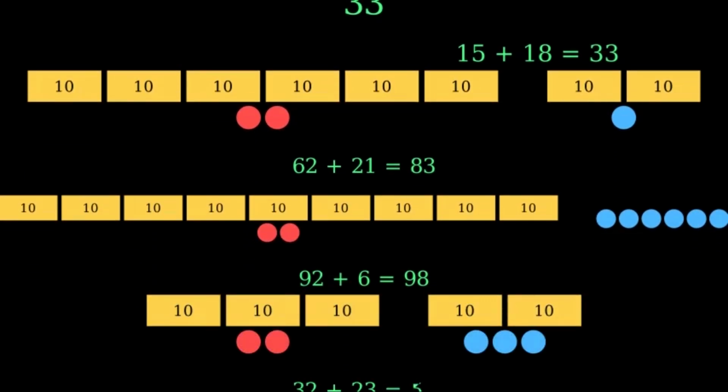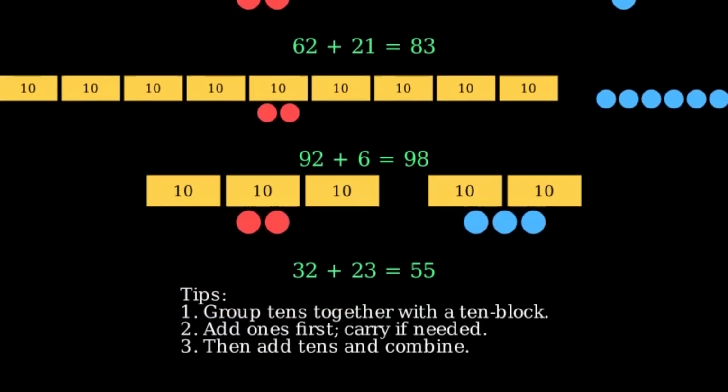Summary and tips. When adding, identify tens and ones, use 10 blocks to keep tens together. Add ones first, carry if necessary. Then add tens. Practice these visuals, and the arithmetic will be much easier and less error-prone.